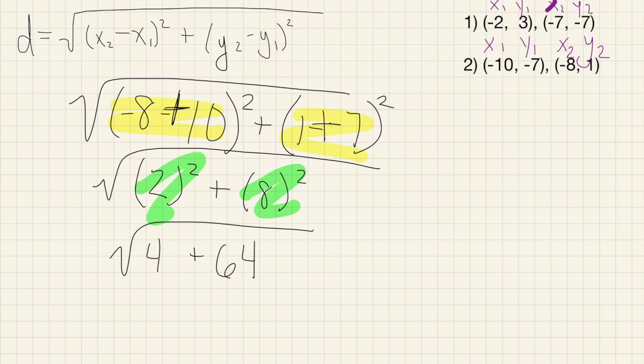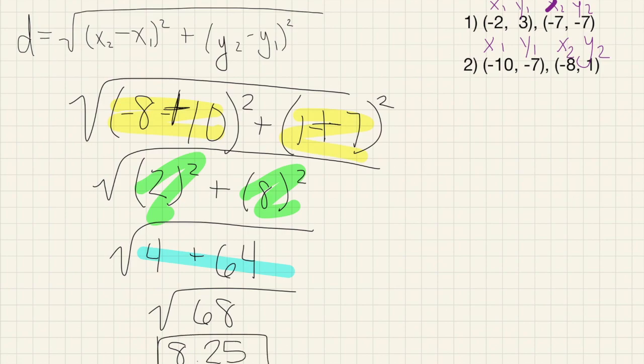Last step in simplifying is to add these two things together, which will give me the square root of 68. Now we can leave it as the square root of 68, or you can plug it into your calculator, which will give you 8.25. So go ahead, try these next two on your own.